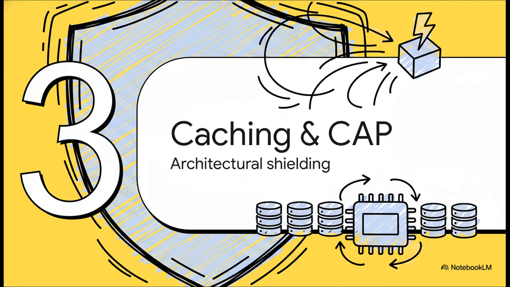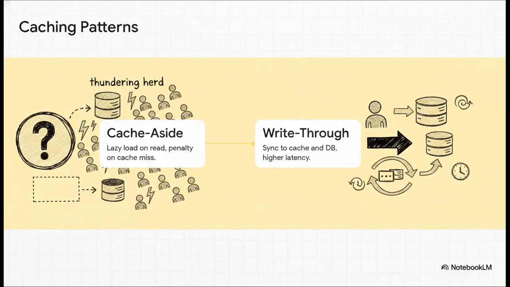Moving on to Section 3, caching patterns and CAP. Time for some architectural shielding. So what happens when even perfectly optimized, perfectly indexed queries just aren't fast enough? Well, we introduce caching to act as a shield for the primary database, storing frequently accessed data in ultra-fast memory, like Redis. There are really two dominant patterns here.